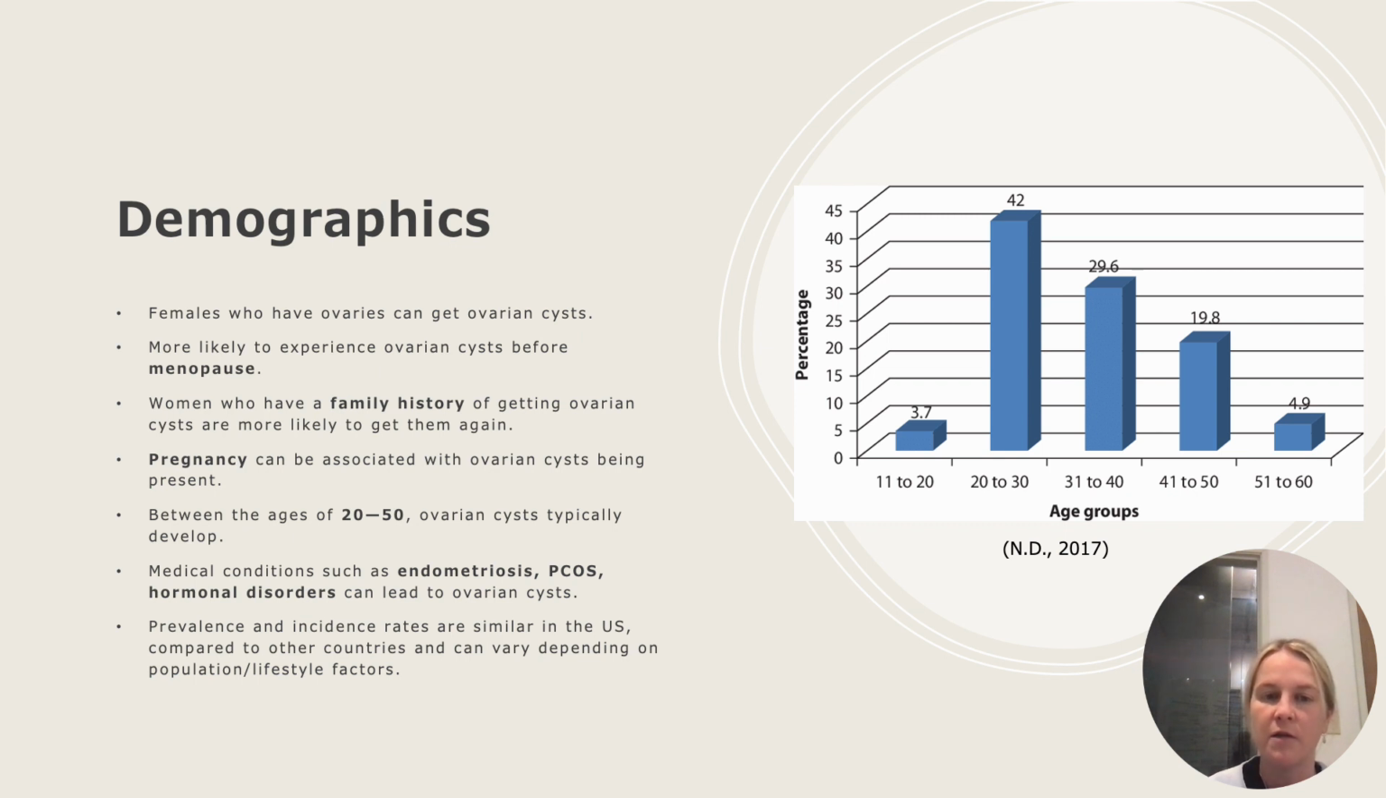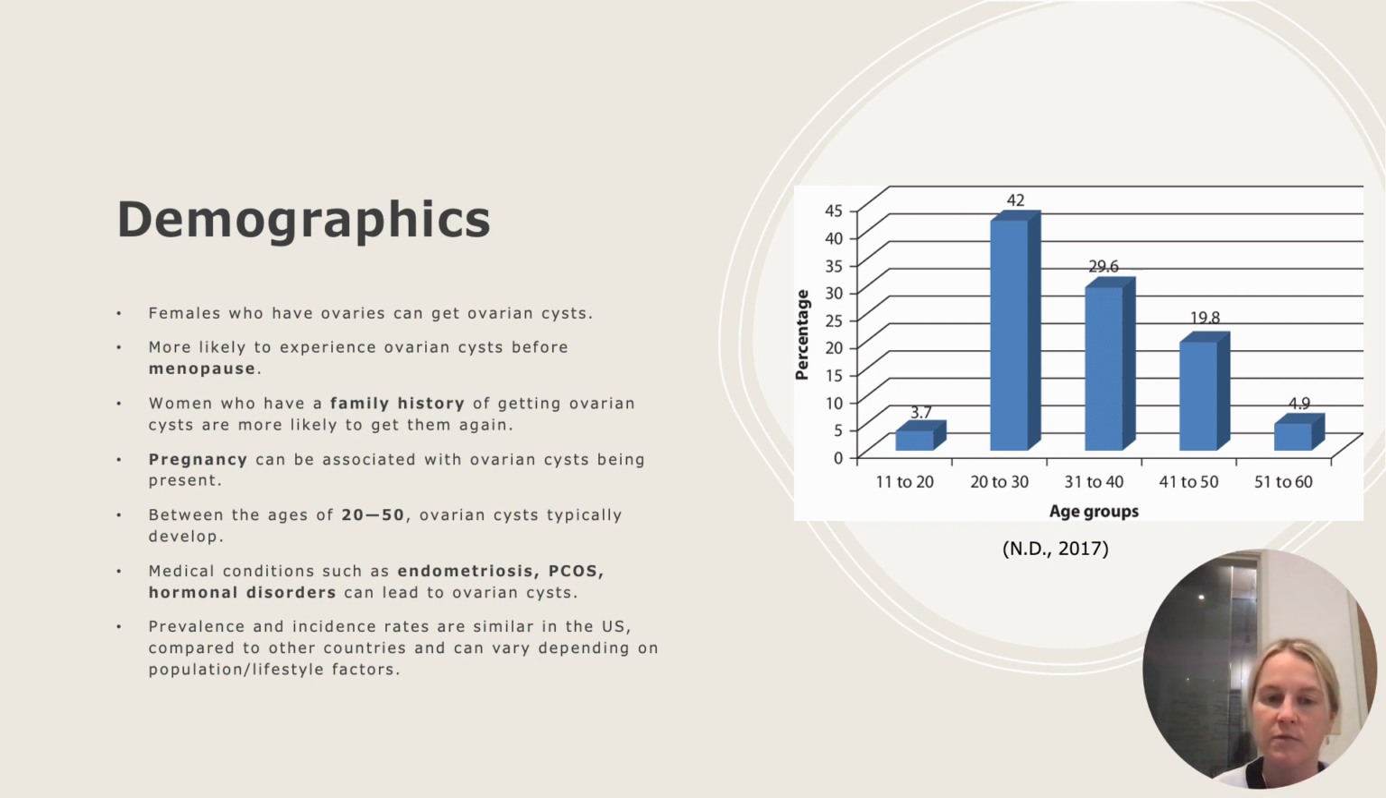As far as the demographics go, females who have ovaries can get ovarian cysts. You're more likely to experience ovarian cysts before menopause versus after, so anywhere after your early 50s is typically when menopause begins. Women who have a family history of ovarian cysts are more likely to get them again. Pregnancy can be associated with ovarian cysts being present. Between the ages of 20 to 50, ovarian cysts are typically developing. Medical conditions such as endometriosis, PCOS, and hormonal disorders, like I said before, can lead to ovarian cysts.